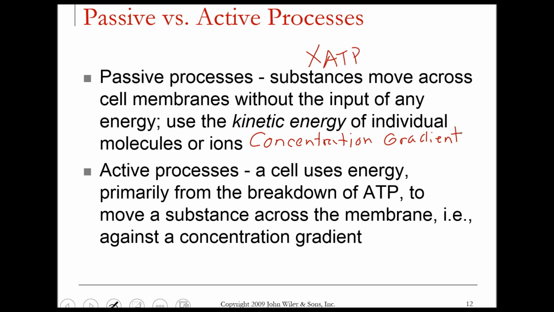Active processes do require ATP. ATP is the common form of cellular energy. So a cell uses this energy from the breakdown of ATP to move material across the membrane, and usually it's going to be against a concentration gradient. So a passive process will move material down the gradient. An active process will move material against the gradient.